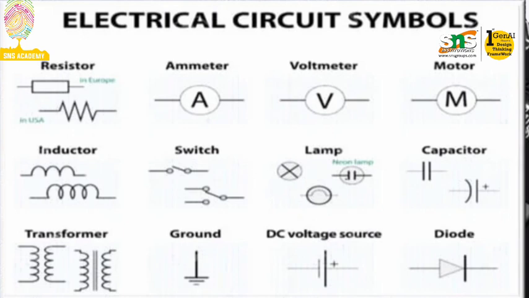And the next topic is voltmeter. A voltmeter is an instrument which is used to measure the voltage, the voltage of the conductor. So let us consider the symbol of voltmeter as V. The longest terminal is positive and the shortest terminal is negative.